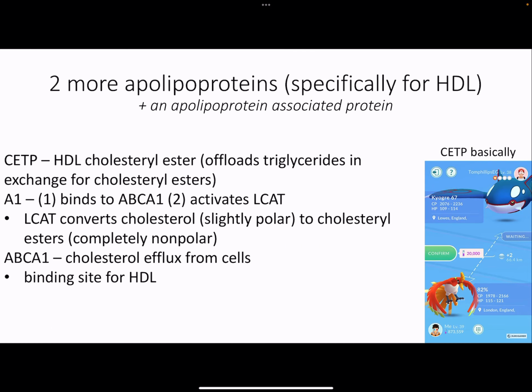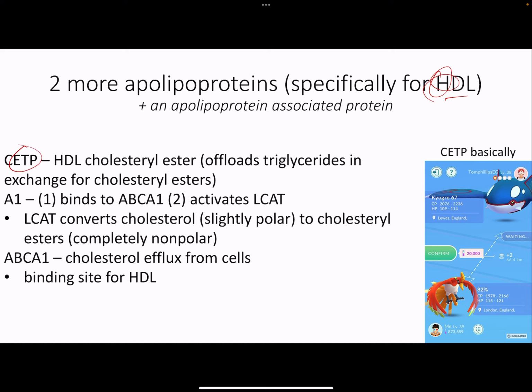You're not coming back. All right, more apolipoproteins. So now on HDL specifically. HDL has a lot of proteins that it's gifting to others, but it also has some of its own proteins that it uses for itself. Again, this is high density of proteins, meaning not a lot of lipids. Some, but not a lot.